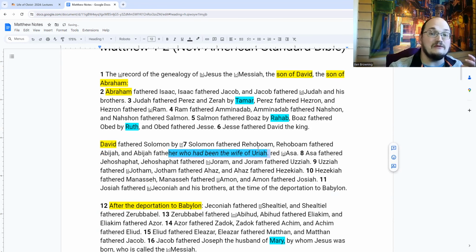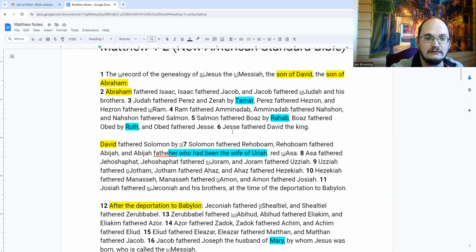So what do these four women have in common? What on earth is it that makes them be mentioned? Because of course they didn't have to be mentioned. It could have just been all males here. But you have these four women mentioned. Why these four women? Well, there's another theory, and I actually think this is probably a better one, and that is that there's an attempt to point out the non-Jewish lineage of Jesus.